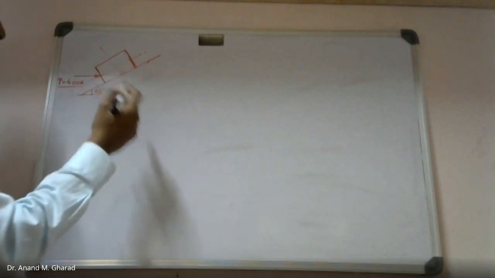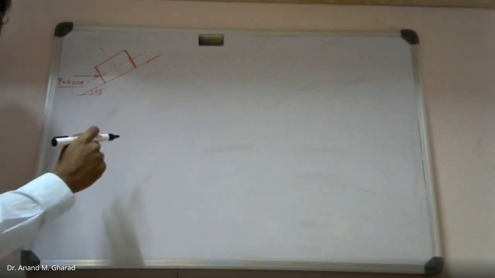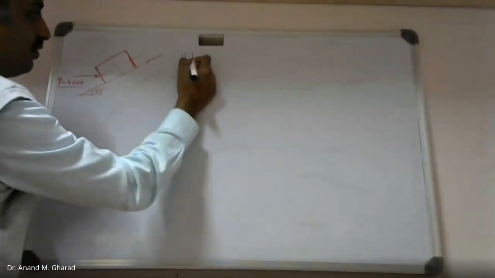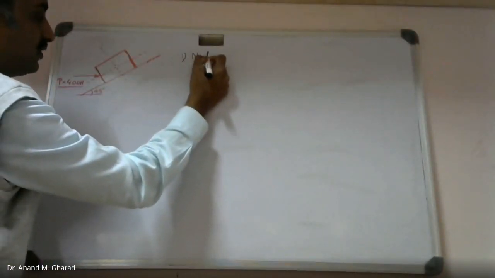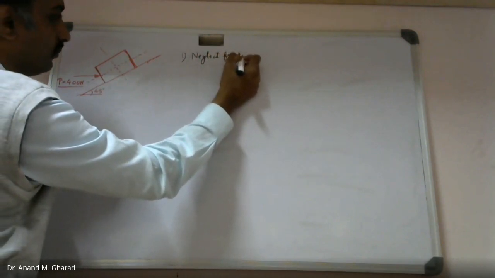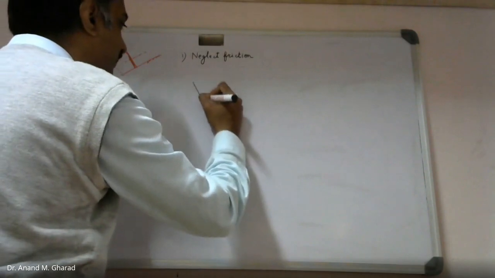Whenever such a question arises in which we do not know the direction of motion of the rigid body, what you are supposed to do is first neglect friction. We will neglect the frictional resistance, and based on that, I will draw the free body diagram.